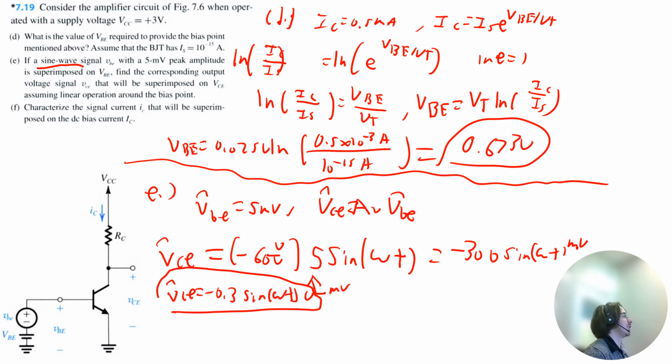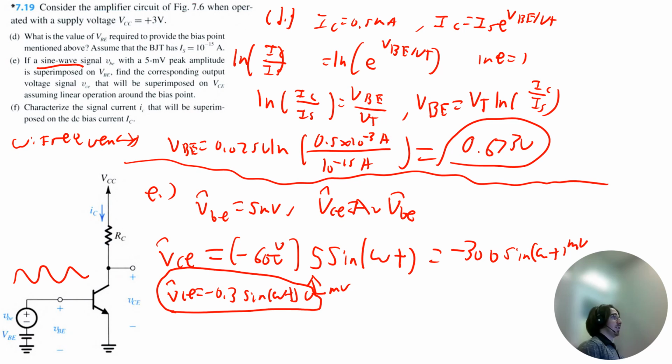So what is this sine omega t? We have a sine wave signal for VBE. It's looking something like this, and omega would be the frequency of that sine wave. So you need to make that distinction. It's not just a DC signal. This is an AC input signal.